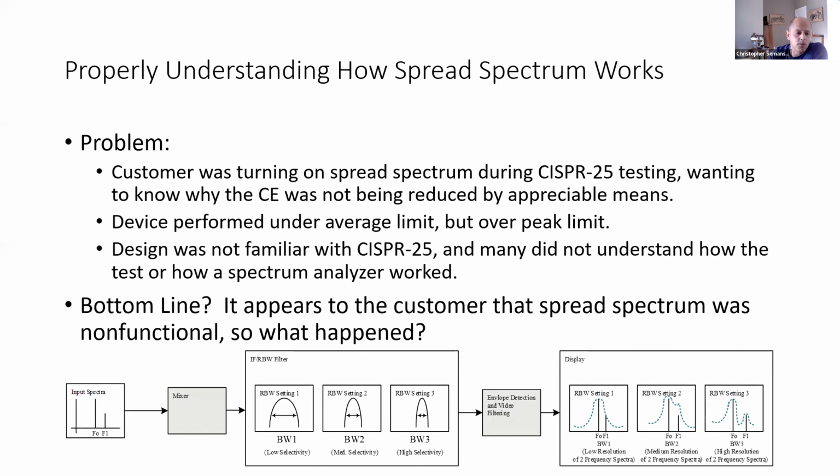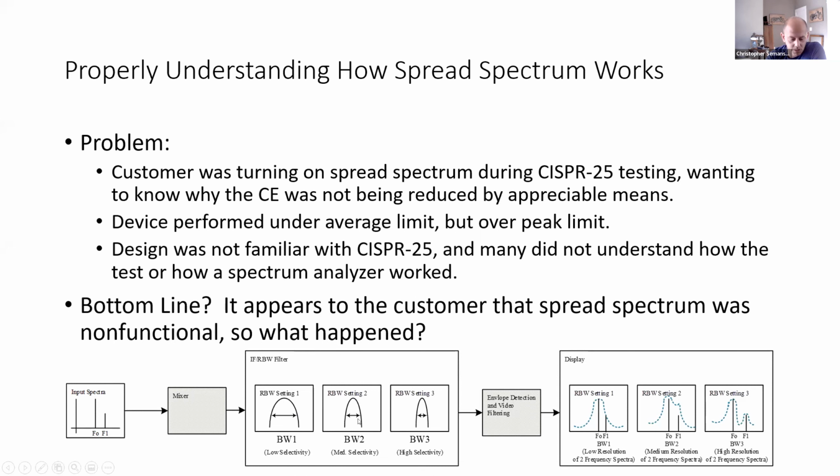So just a really quick overview. Obviously, you have an input spectra from your switching frequency. It mixes with a local oscillator. And then you have these fun little RBW settings, and I used to tell my students how to switch these. You have these little resolution bandwidth filters. We'll say this is low, this is medium, this is high. And then you have some envelope and video filtering. And then you have your display.